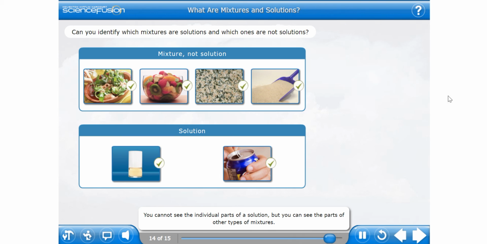You cannot see the individual parts of a solution, but you can see the parts of other types of mixtures. Also, you'll find that every portion of a solution has the same amount of parts that make up that solution. On the other hand, if you compare one area to another area of any mixture other than a solution, you'll see different amounts of material in each.